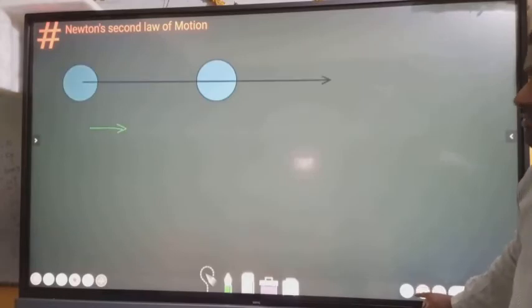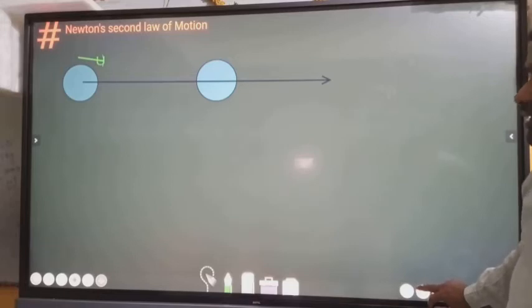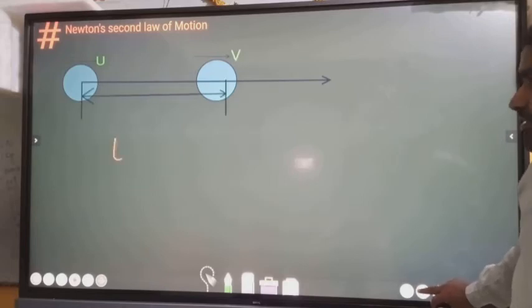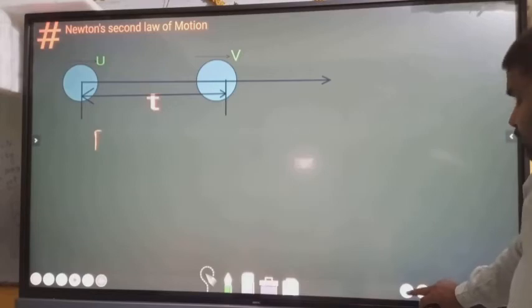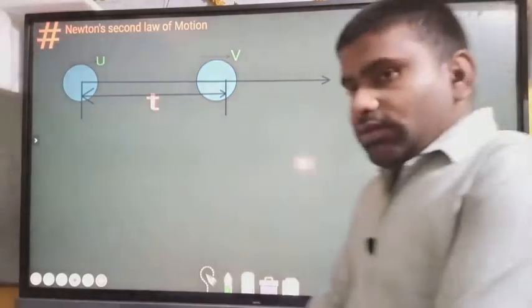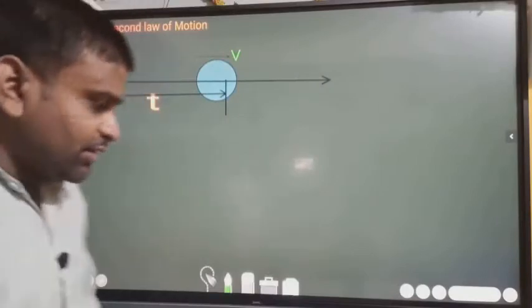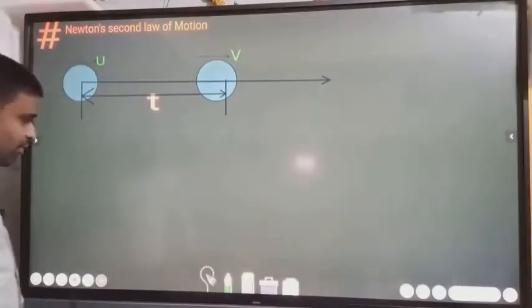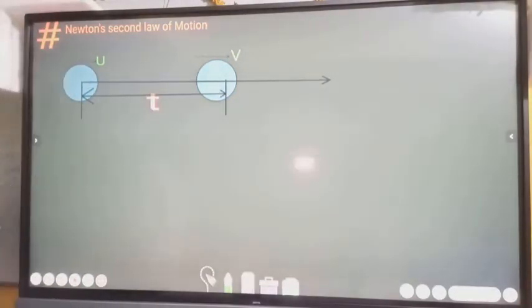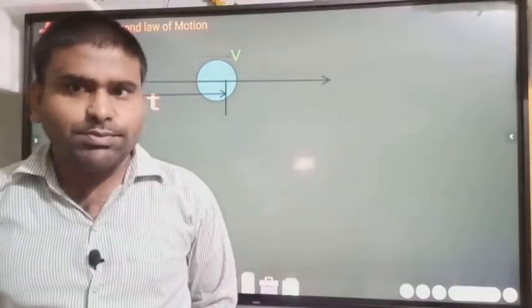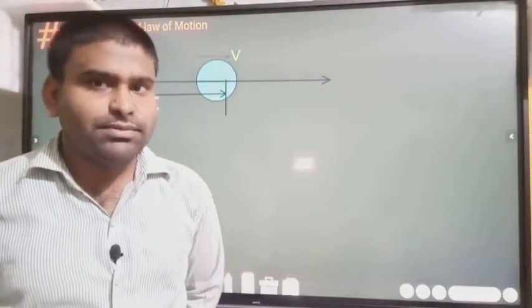The initial velocity of the body is u, and after t time the velocity of this object is v. The force acting on this body, according to the second law of motion, is proportional to the rate of change of momentum.